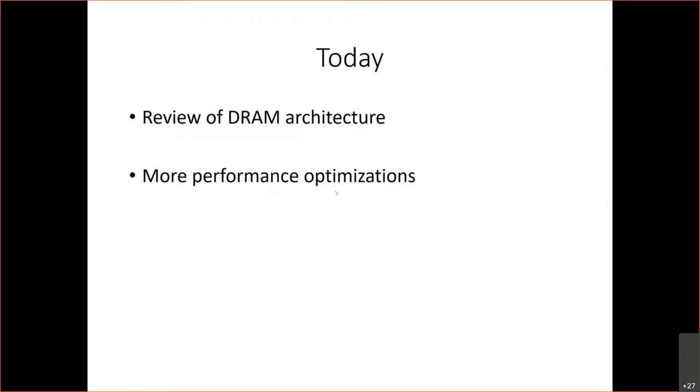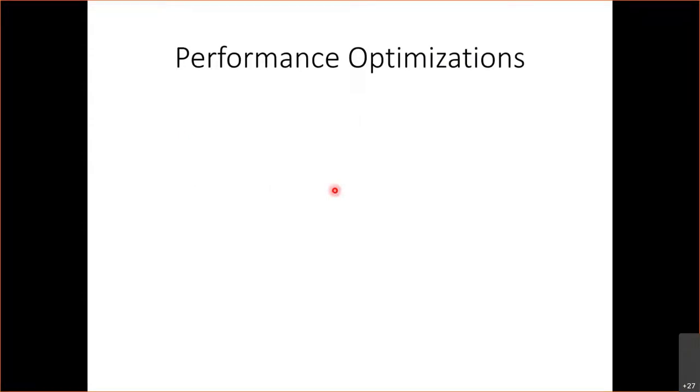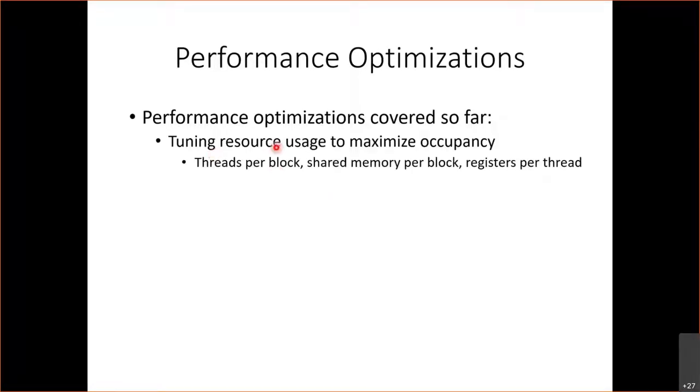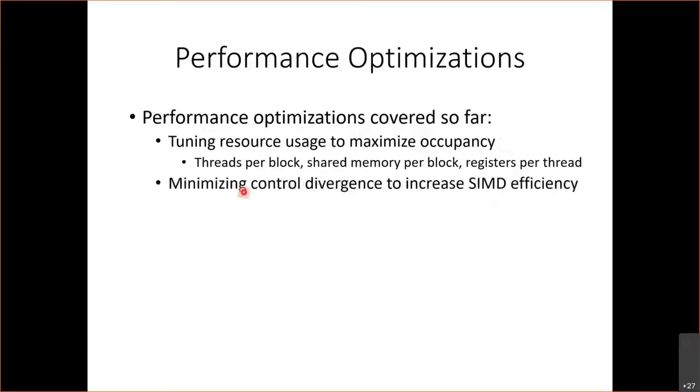So performance optimizations. We've seen several performance optimizations so far. We've looked at the importance of tuning our resource usage to maximize occupancy. So this is one important optimization. We've looked at the importance of minimizing control divergence to increase our SIMD efficiency.